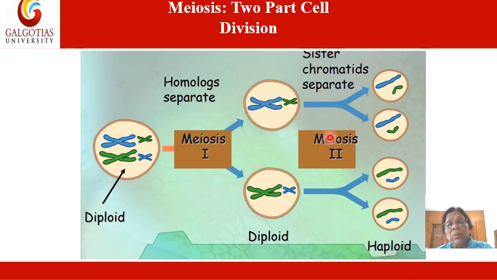But during meiosis 2, the sister chromatids separate, this chromatid and this chromatid, both of them will separate. So it will divide into 4 cells, 1, 2, 3, 4, and naturally it will have the haploid number, one chromatid of each chromosome. So the number will become haploid.